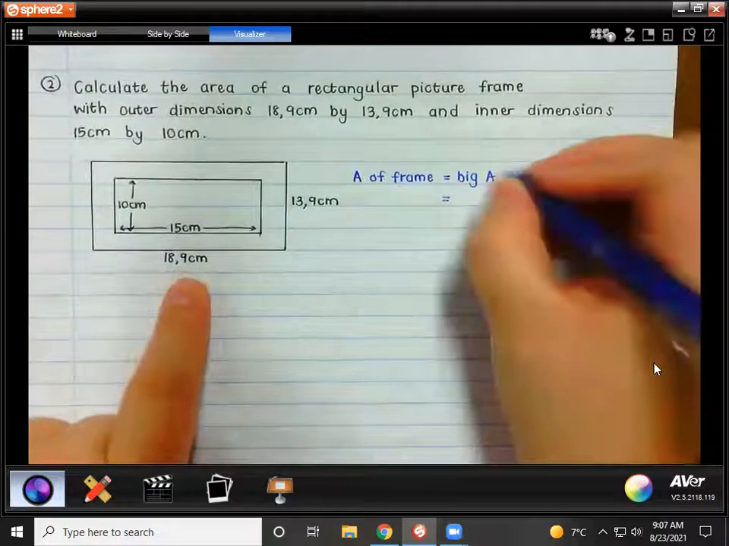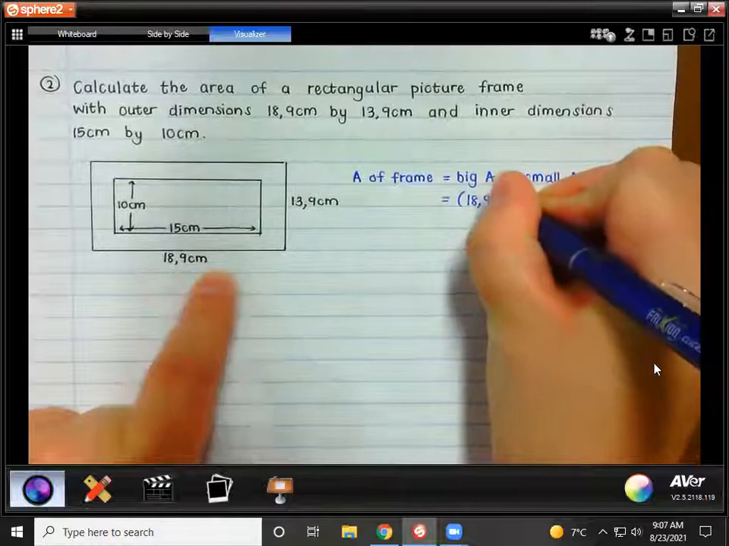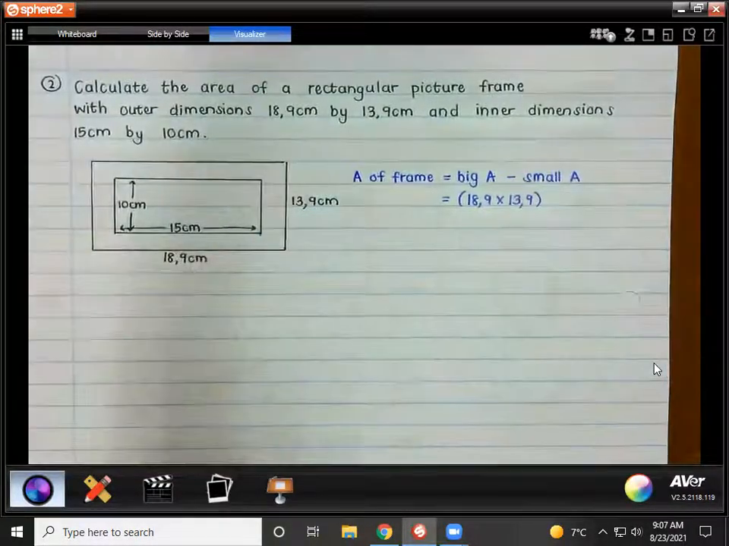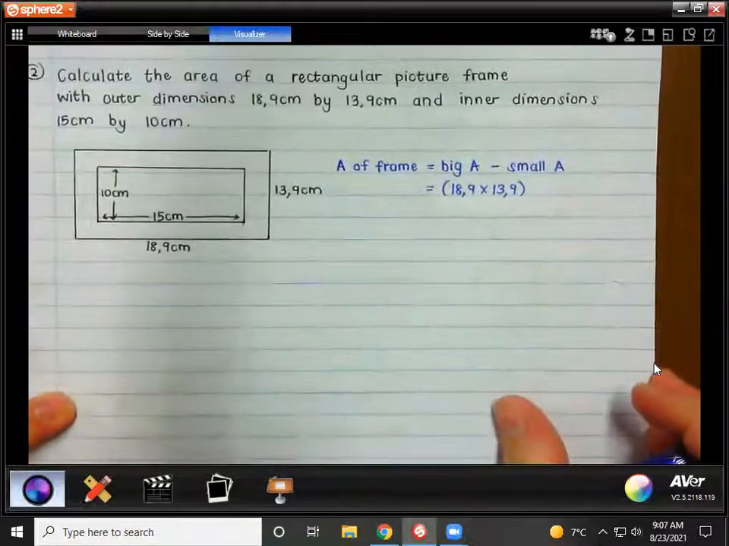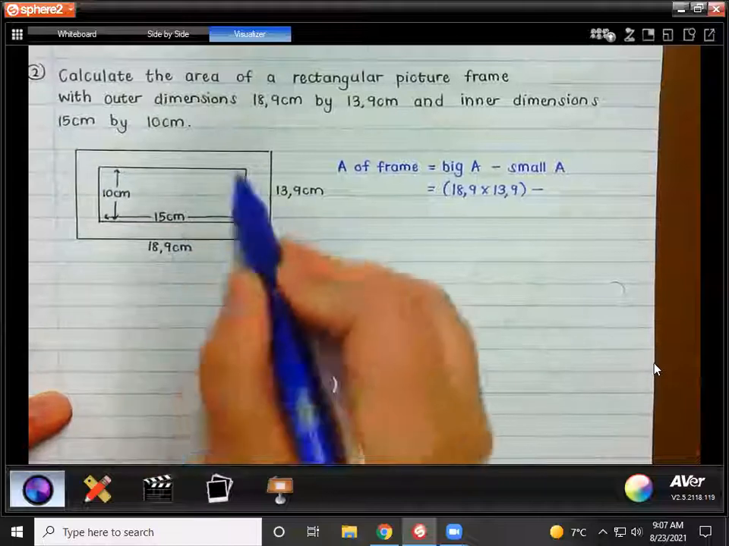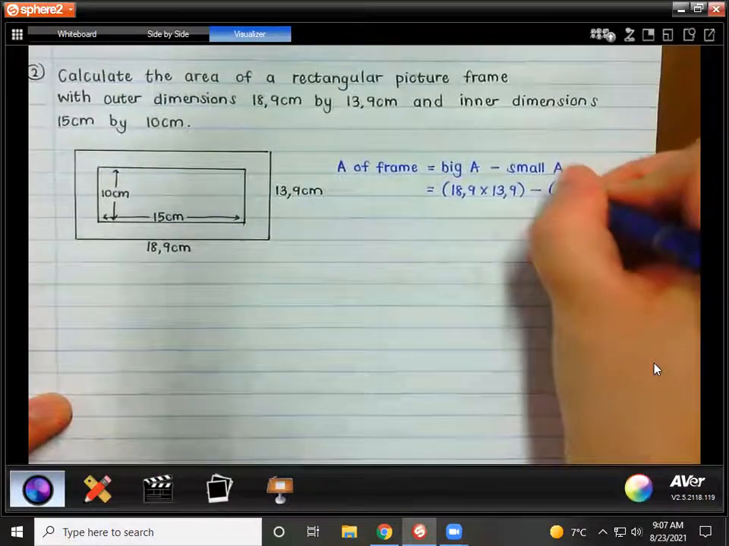So the area of the big rectangle is going to be 18,9 multiplied by 13,9, right? Length times breadth. That's how we always get the area of a rectangle. Now we must minus the area of the small rectangle, which is 15 times 10.